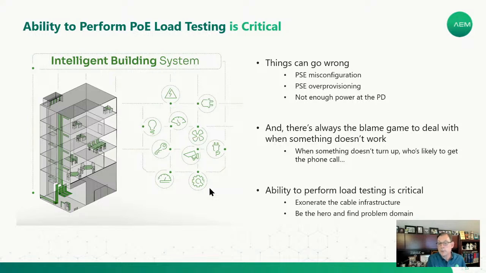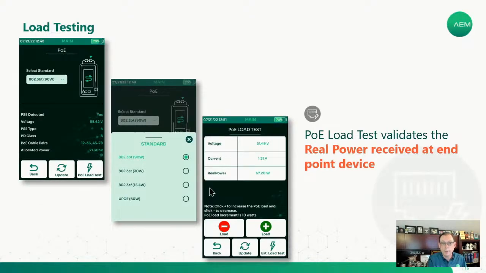So you've got to have something that you can go in with when the phone call comes in and they're saying something's not working, they're pointing at you, blaming your cable. You need to be able to go in and run some tests, so you can exonerate that cabling infrastructure, and then you can end up being the hero and find that problem and help the customer solve their issue.